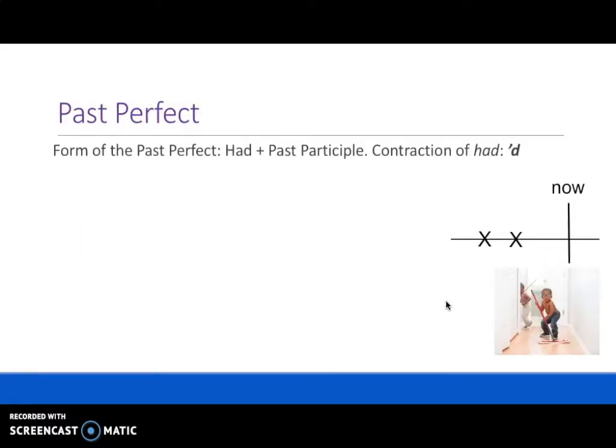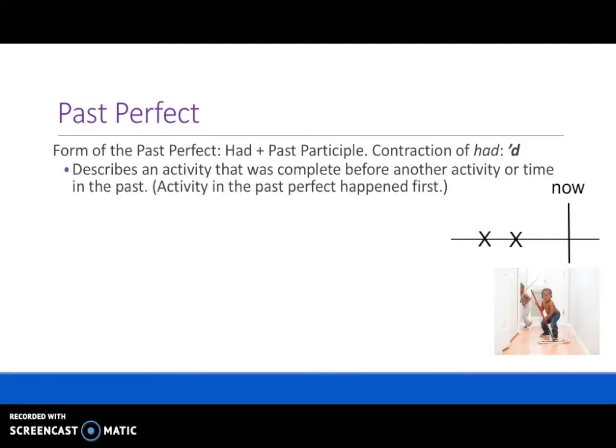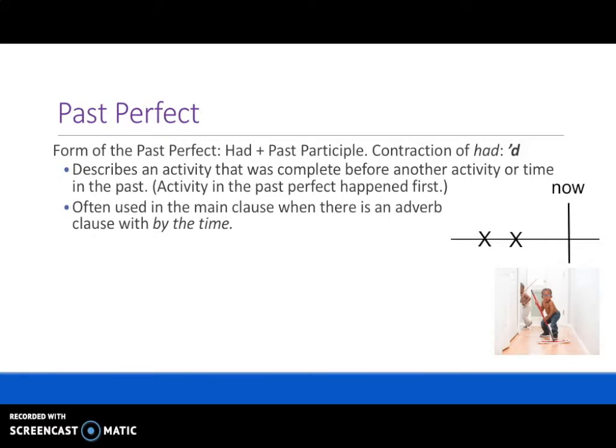The form of the past perfect is had plus the past participle form of the verb, and the contraction of had is an apostrophe D. The past perfect describes an activity that was complete before another activity or time in the past, and the activity in the past perfect happened first. It's often used in the main clause when there is an adverb clause with by the time.